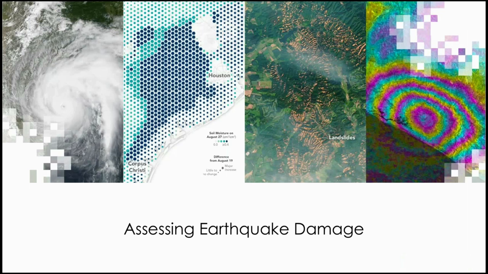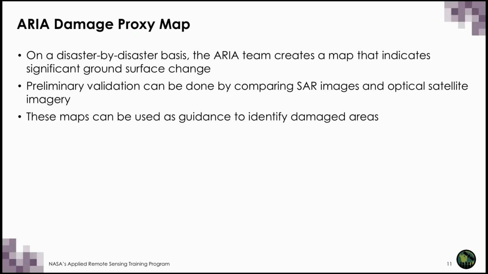Next, we will discuss products to assess earthquake damage. The ARIA platform provides damage proxy maps, and they're available on a disaster-by-disaster basis, and they identify areas where there has been significant ground surface change. So these products are not yet operational. They are generated as soon as possible after a major disaster, and hence they're not fully validated. Preliminary validation is done, however, by comparing SAR images with optical satellite data. So these products are intended to be used as guidance to identify damaged areas.